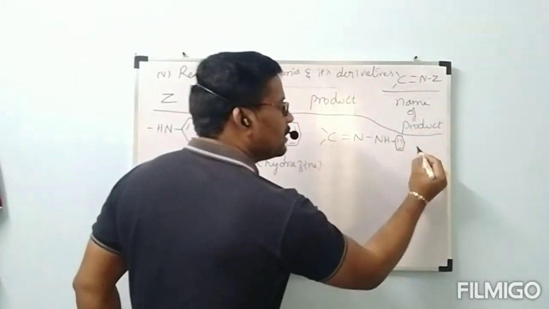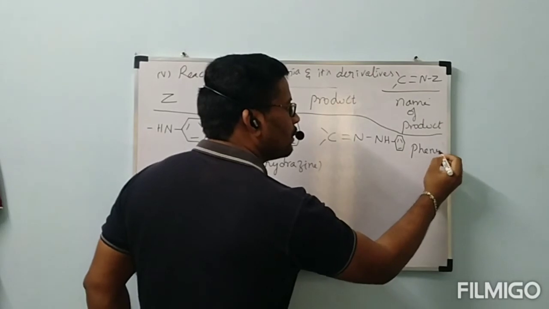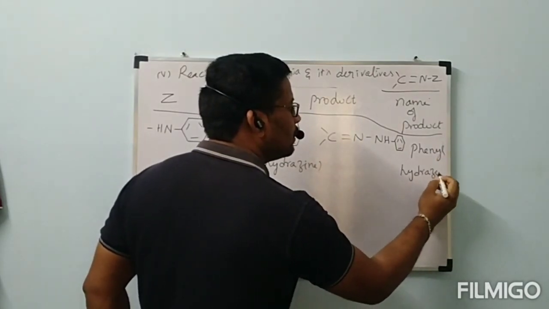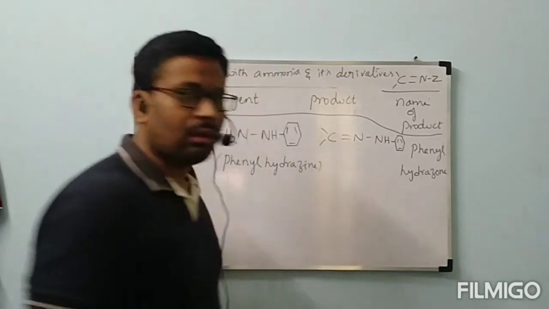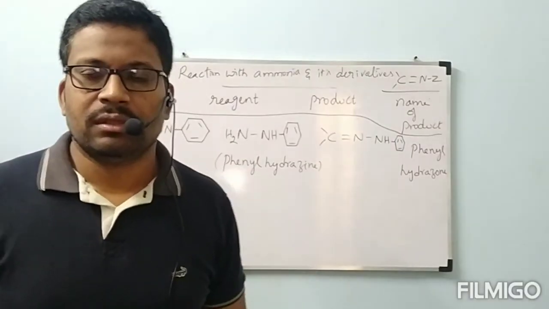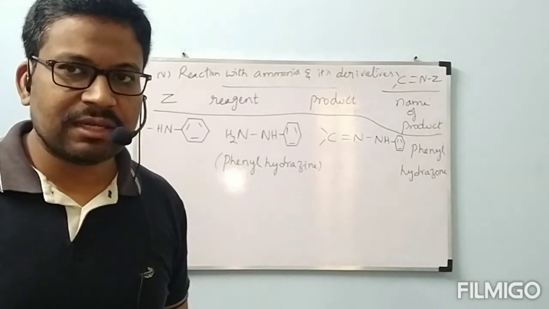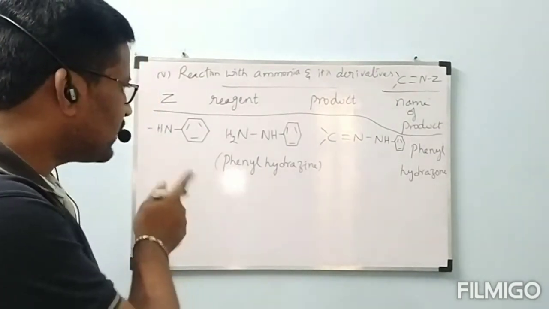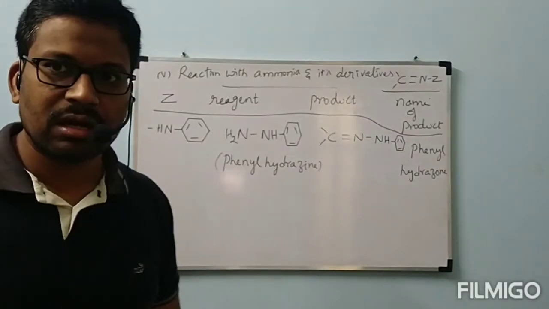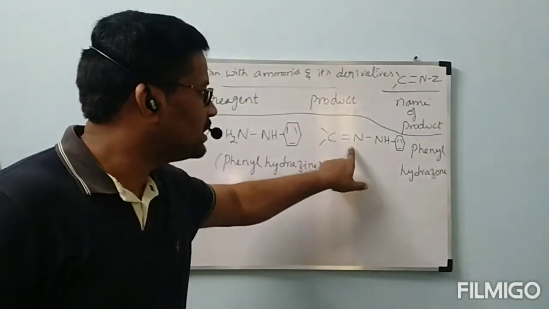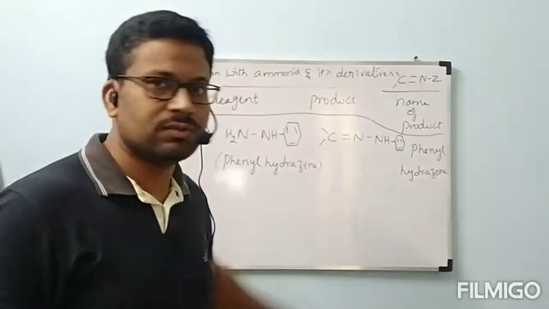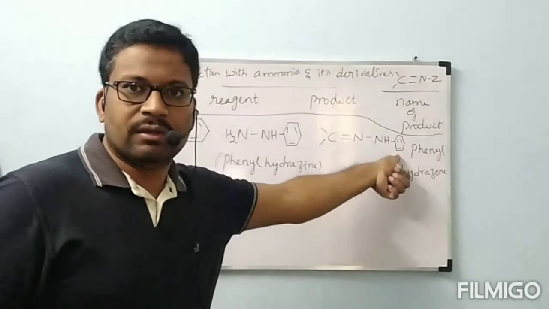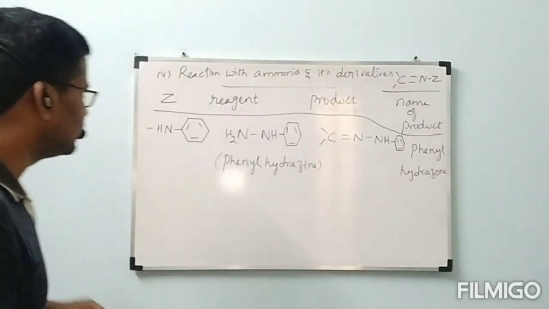Name of the product: phenyl hydrazone. Previous one, hydrazone. Simply, hydrazine reacts with carbonyl compound to form hydrazone. Here phenyl hydrazine reacts with carbonyl compound to form this substance. What is the name of this substance? Phenyl hydrazone. C double bond N NH phenyl group. Okay, next.